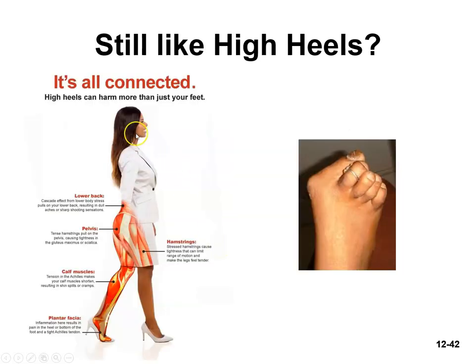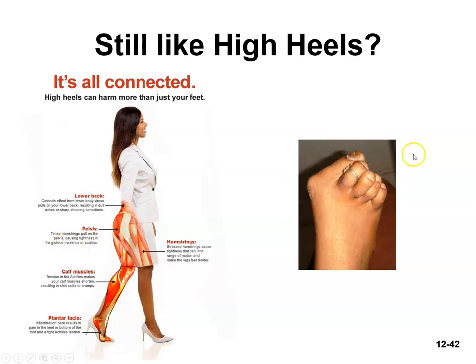All right. So it's all connected. Look at these high heels. You can get plantar fascia problems, calf muscles become tight, the Achilles tendon gets real tight. Hamstring stress causes tightness. Pelvis, tense hamstrings pull the pelvis, causing glute max or sciatica pain, low back pain.